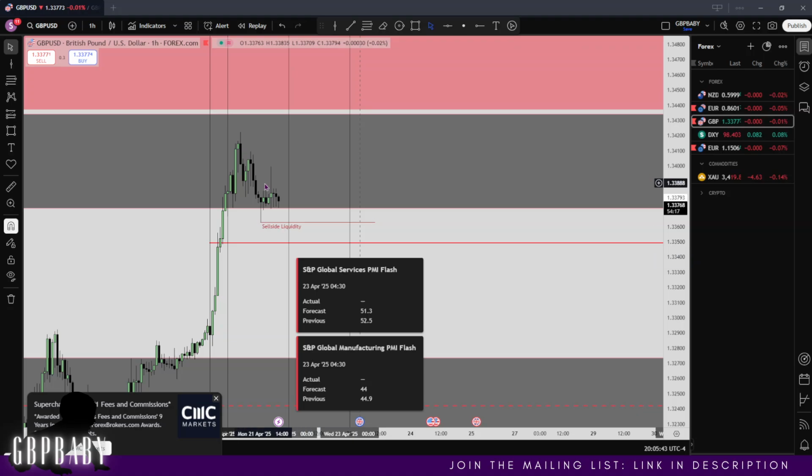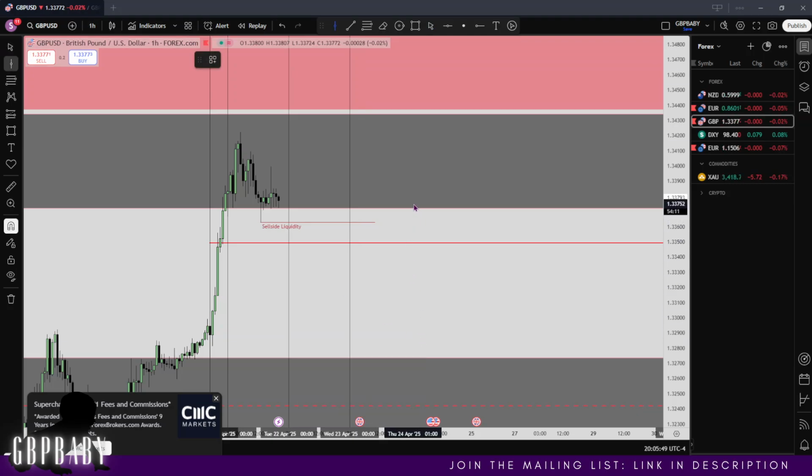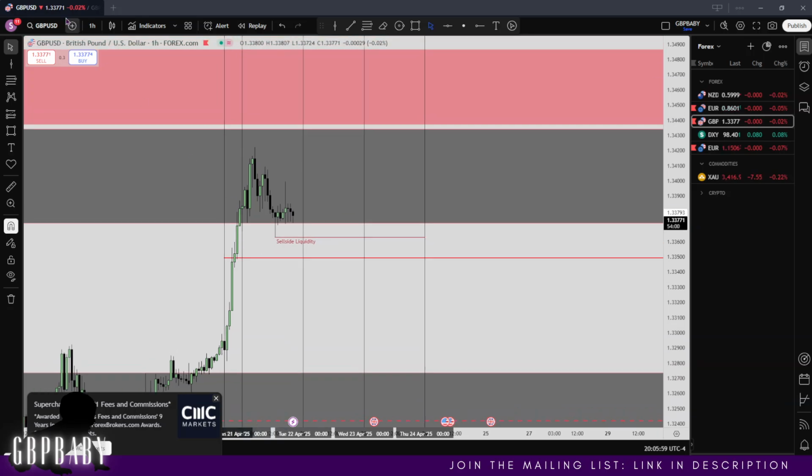So there's reason as to why they may want to hold price or keep rallying it and then reverse it later on the back of the news release. Basically, they're going to use the news release as fuel to send price in the opposite or whichever direction.